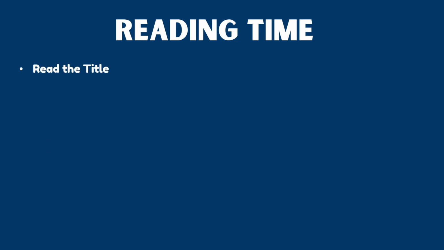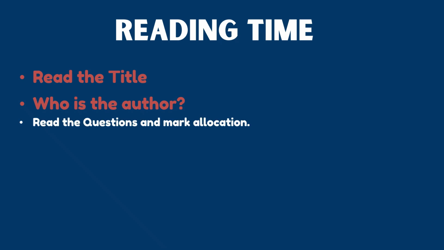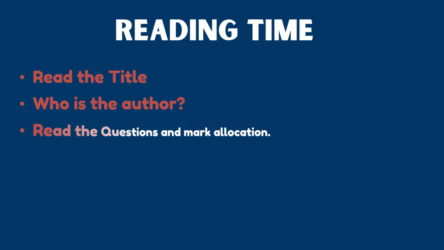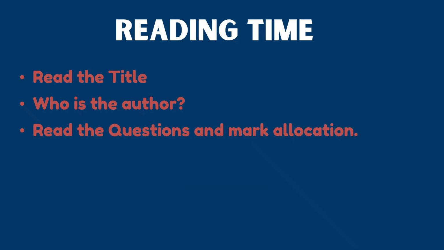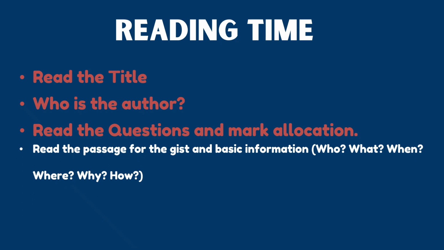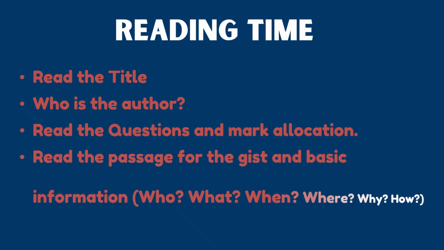You're going to read the title. What does it convey? Are there any interesting literary devices or writing techniques that jump out at you? Then, who is the author and what can we glean about the author's position on the topic? Next, read the questions along with the mark allocations for each question. So decide if it's a lot or a hot. We'll talk more about lots and hots when we get to Bloom's taxonomy in a bit. Lastly, read the passage intentionally and for meaning. By the end of your reading time, you should have the gist and basic information of who, what, when, where, why, and how pertaining to the passage.